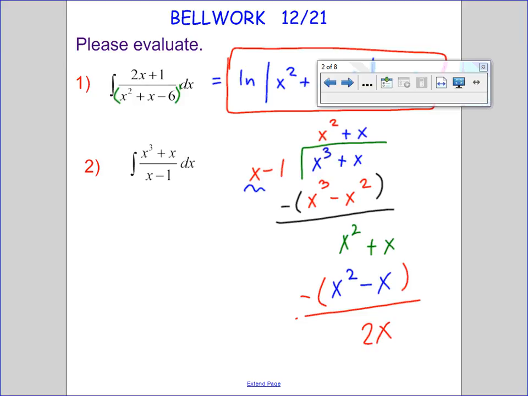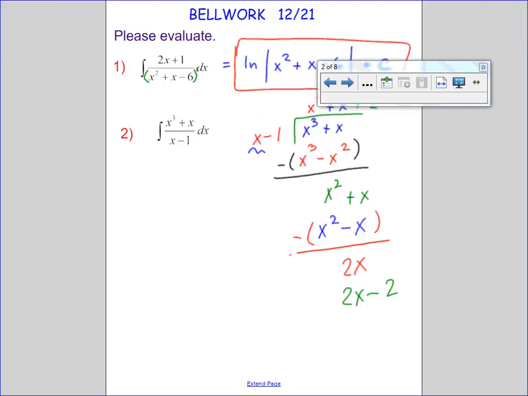X dominant goes into 2x how many times? 2 times. Then I'll do top times the side all the way through. 2 times x minus 1 is 2x minus 2. I think this is the last go-go gadget arm. Subtract. And voila, there go the x's. Minus a negative 2 is plus a positive 2.